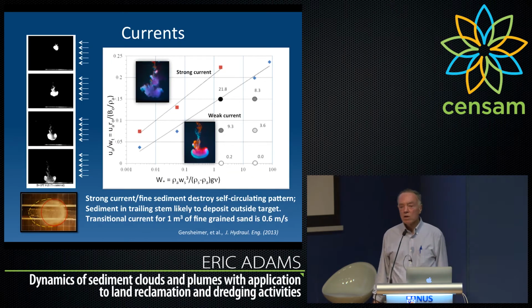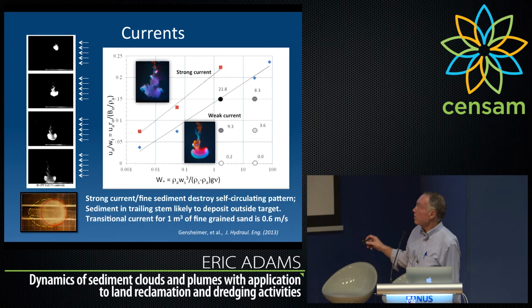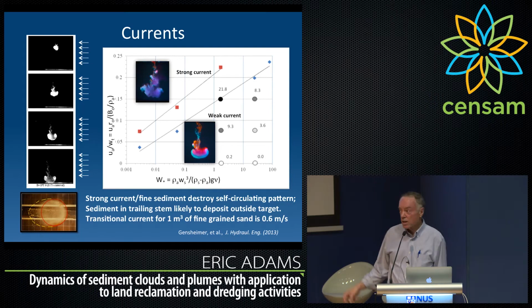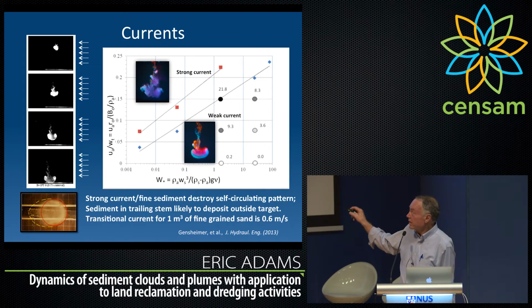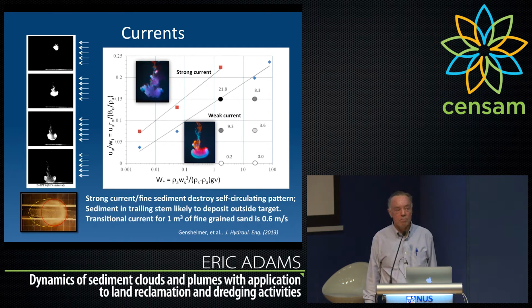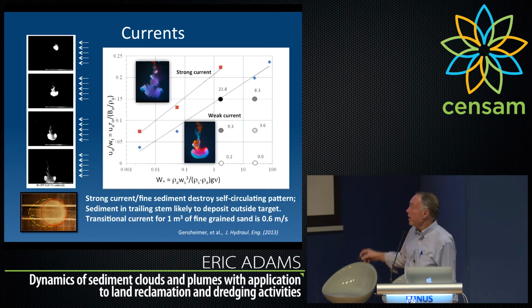Jim Gensheimer looked at the behavior of sediment thermals in currents. This again is a normalized ambient current speed. This is a differently normalized particle size. So this gets to be small particles, this gets to be high ambient currents, and that combination moves one from what he defined as weak currents to strong currents, strong enough to blow apart the structure of the thermal.